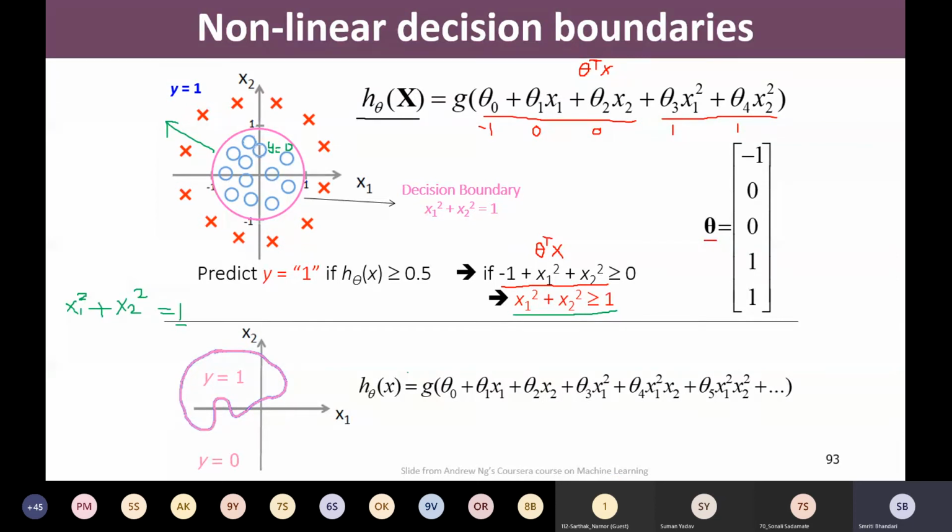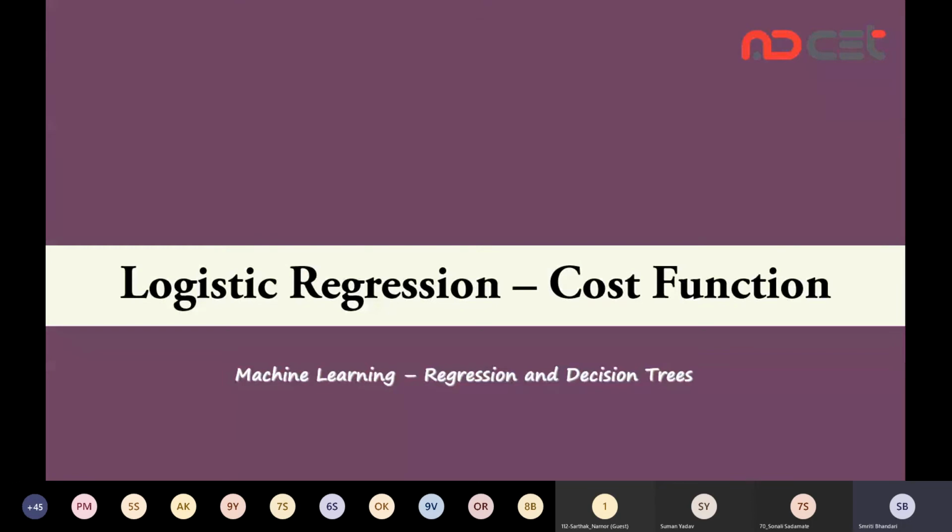Now, next, we are going to talk about the cost function for logistic regression. And what is this cost function? If we compare logistic regression with the linear regression that we have studied, in linear regression we defined our cost function J of theta 0, theta 1, and that cost function was computed based on the sum of squared error.